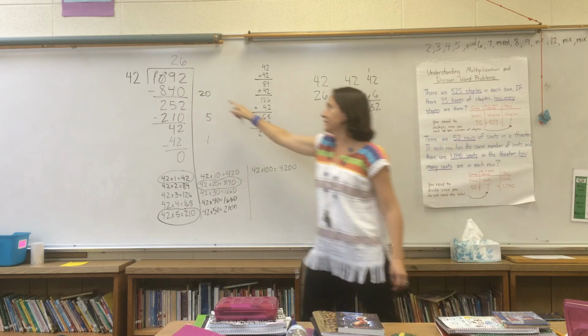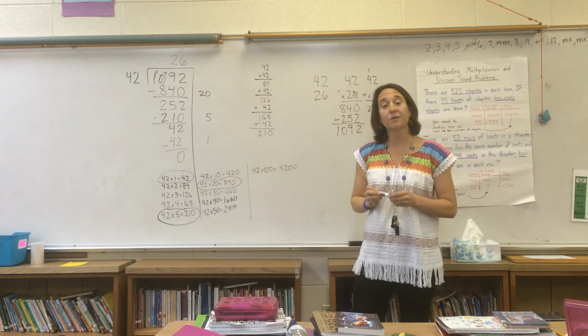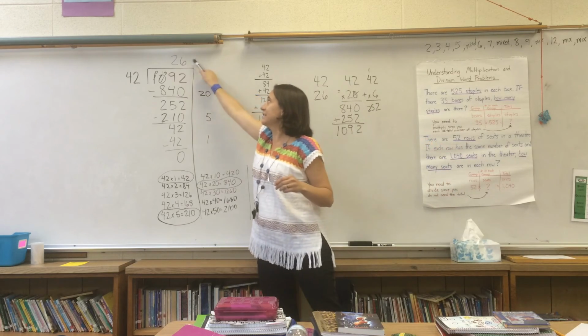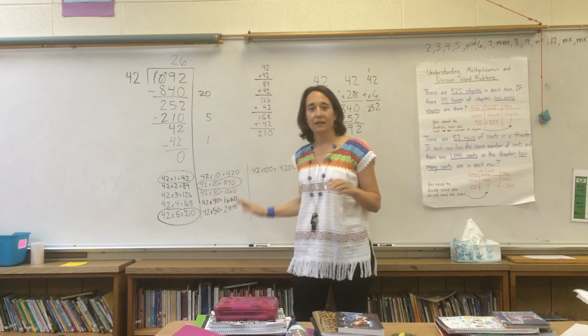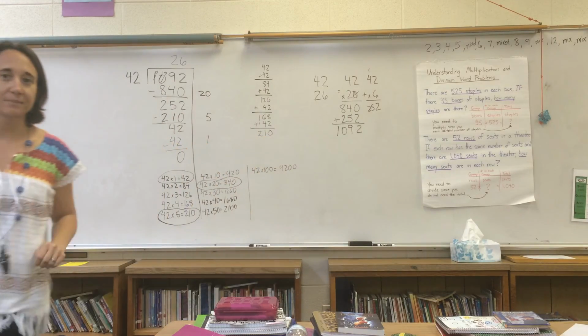And look, that is what I started with, and that is my answer. So my answer for the problem is 26. 42 will go into 1,092 26 times. Thank you. And that is the Big 7 method.